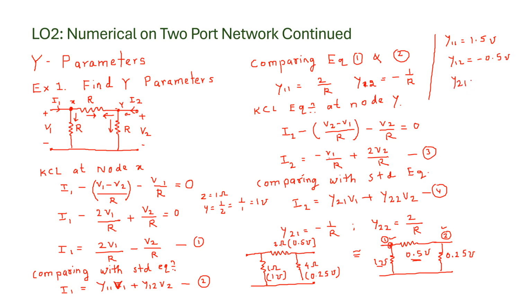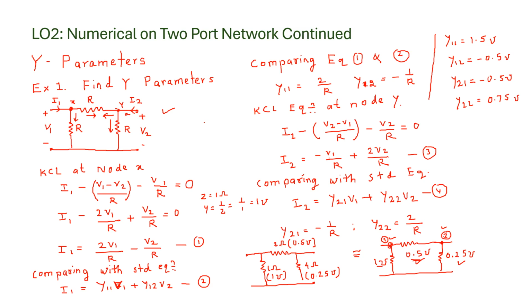Similarly, Y21 will be equal to the admittance between 2 and 1, it is again 0.5 mho and we can put minus sign over here. Y22 is equal to the total admittance connected at this port, so it is 0.5 plus 0.25, so it will be 0.75 mho. So this approach we can use to find the Y parameters for this type of network. For this type of network, we can find Y parameters easily using this approach.